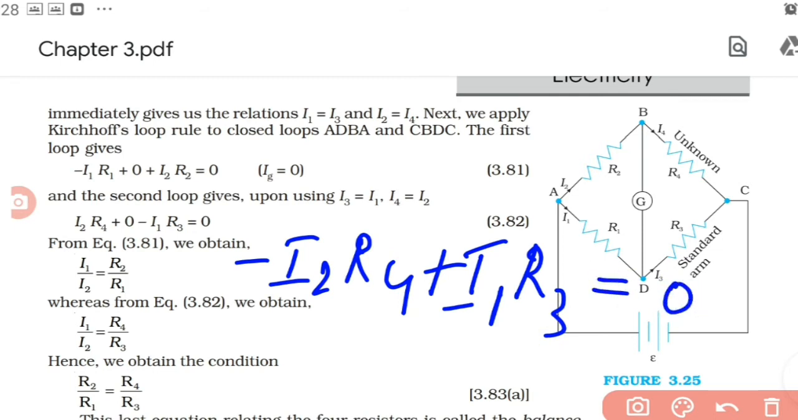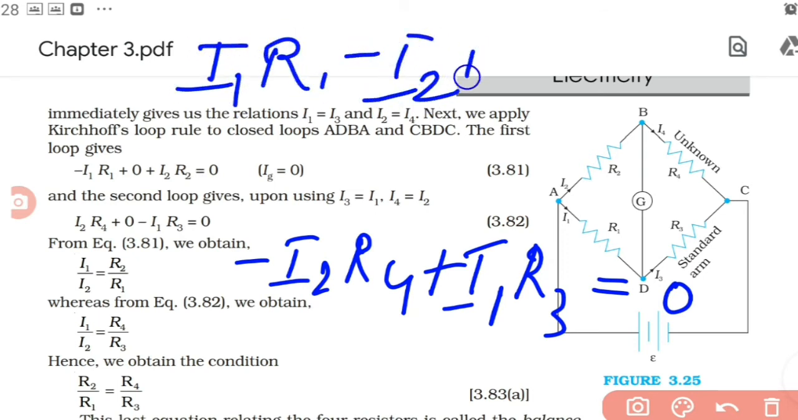First loop equation you have, which one? That is I1 R1 minus I2 R2 is equal to 0. These are the equations which we get for the two loops. Okay. Now, solving this equation, what you need to do?